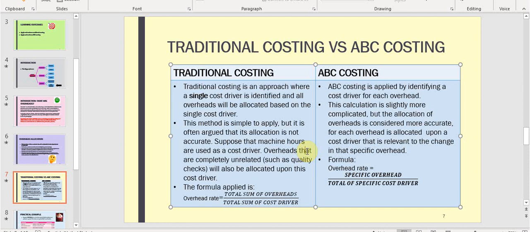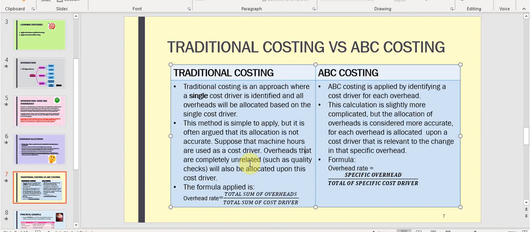Do you see that the cost driver and the overhead are not related? Yet, they say this is a simple way of doing it, and many small businesses opt to choose only a single cost driver in order to allocate their overheads. In this cost formula, the overhead rate is the total sum of all the overheads divided by the total sum of the single cost driver.